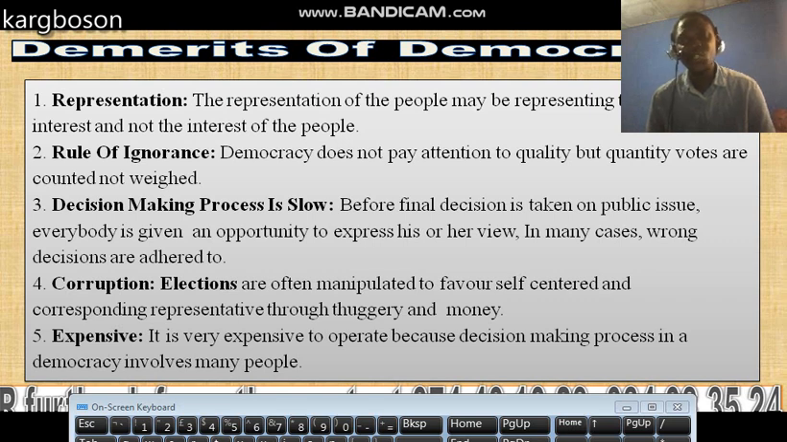Then of course, the decision making process is slow. Before a final decision is taken on a public issue, everybody is given the opportunity to express his or her view. In many cases, wrong decisions are adhered to because of the tenets of democracy.